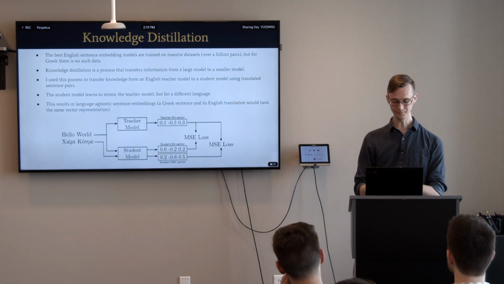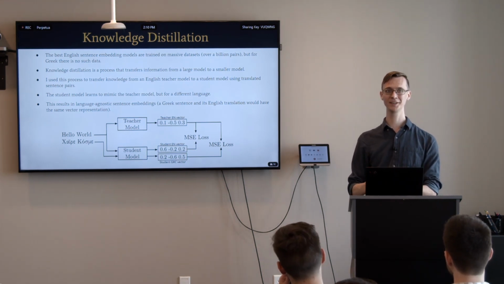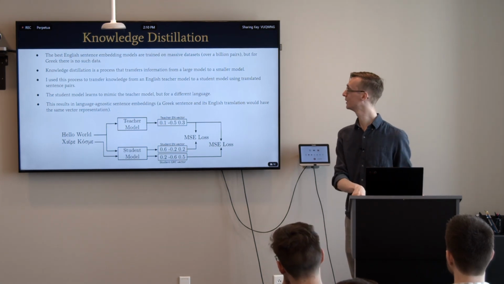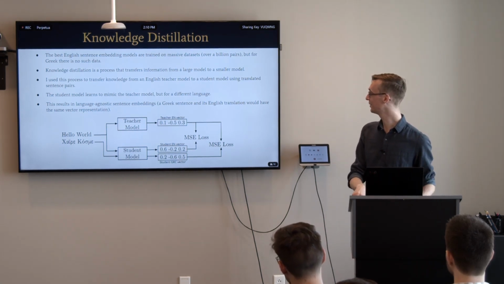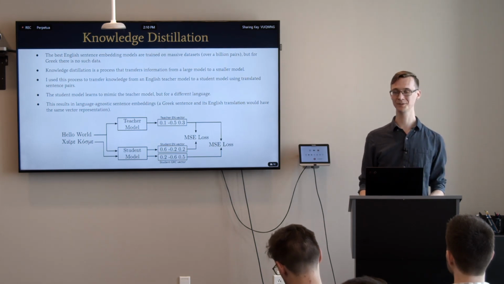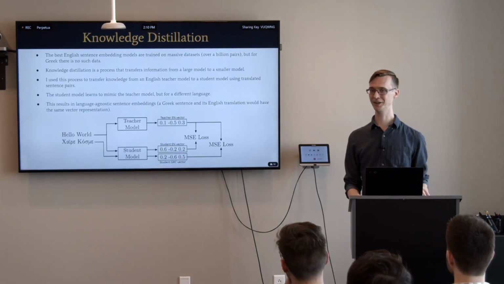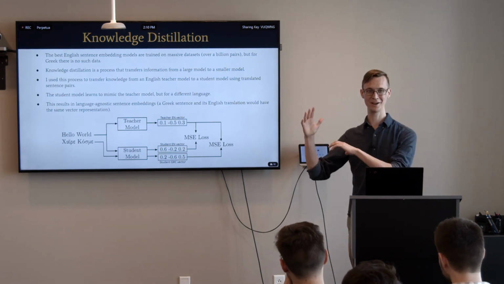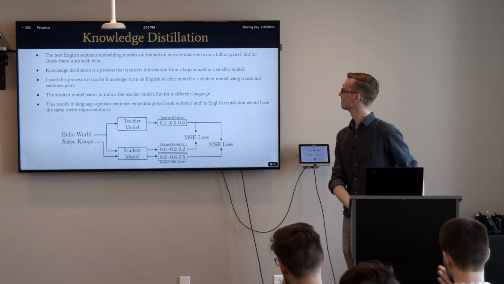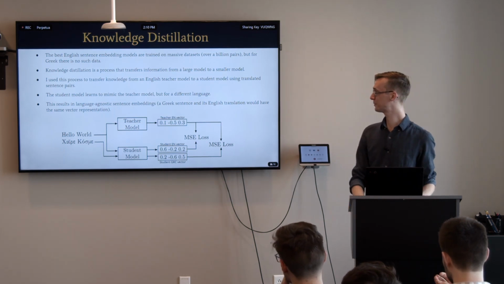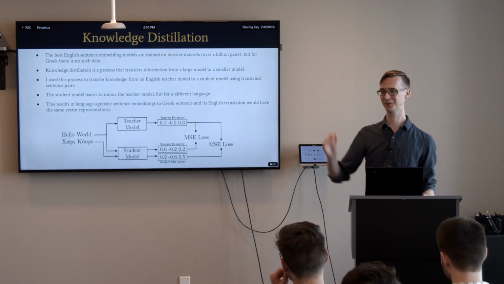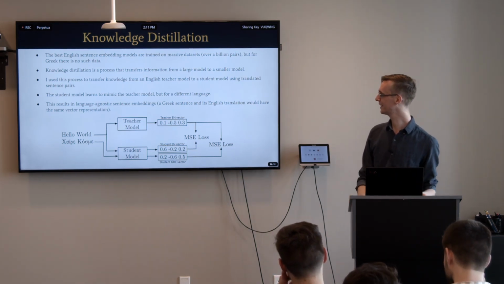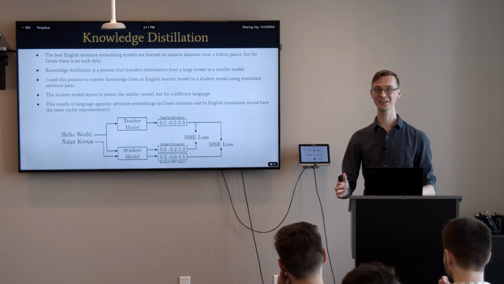However, I still needed a way to produce sentence embeddings, and I didn't have this massive data set of 1 billion sentence pairs to train sentence embeddings. So I found this interesting method called knowledge distillation, which basically means you take a large model trained on a huge data set with many, many parameters, and you condense it down and give it to a smaller model. I used this process to transfer knowledge from an English model, the state-of-the-art one from Google or Facebook, and get a student model to mimic that, but for Greek instead of English.